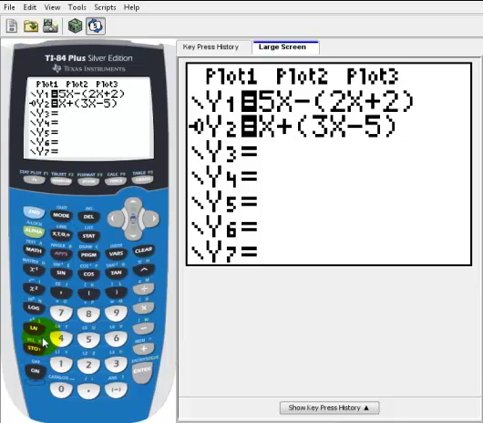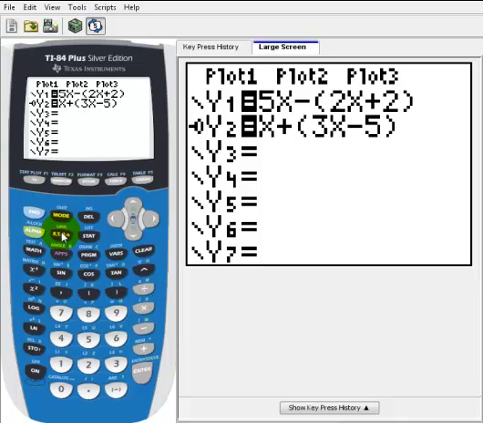You will also notice that above the STO button, which is your store button, there's a little light green X that can be accessed using alpha and then pressing that key. So that's another way to get X. It's much quicker just to use your variable button.